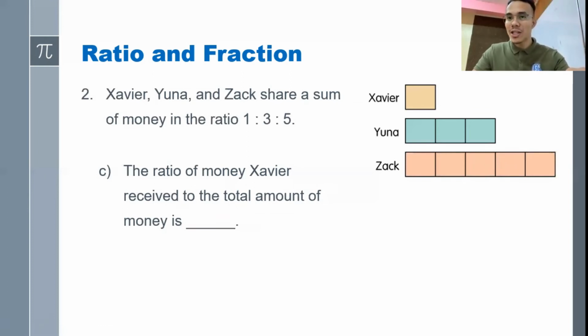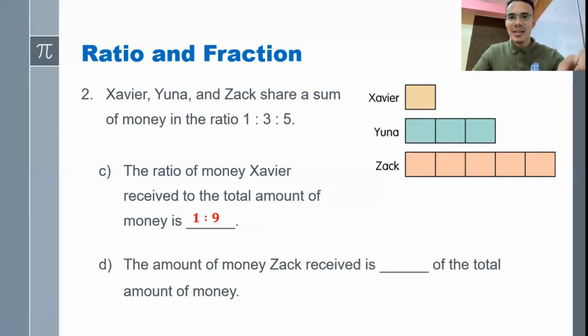Xavier has 1 unit and the total amount of money has 9 units. So the ratio is 1 to 9. And letter D, the amount of money Zach received is blank of. So it should be a fraction. Blank of the total amount of money.